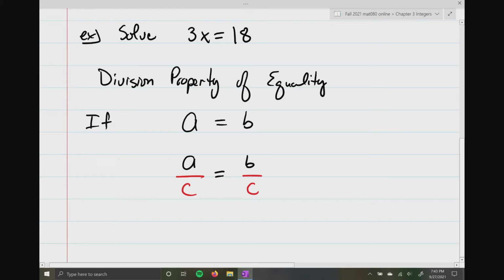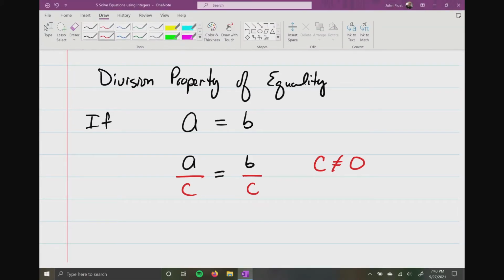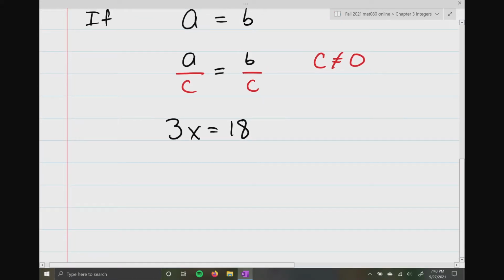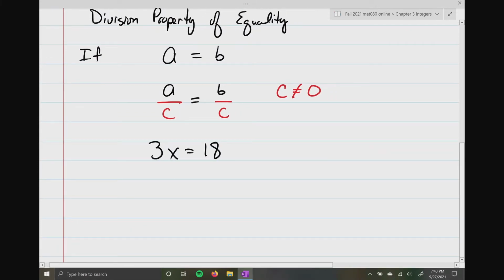Now, there is one thing we need to be careful of. C is not allowed to equal 0. Okay? So you can do this with any number you want as long as C does not equal 0. Now, if you think about this and you look at the problem above, 3x equals 18. Well, if I apply my division property of equality, then what I'm going to do is read the left side, because remember, our goal is to isolate the variable.